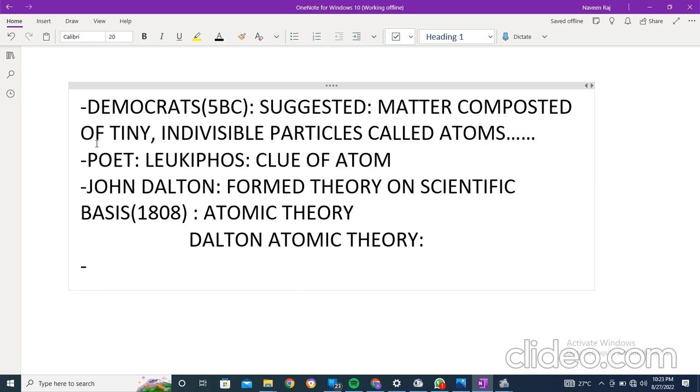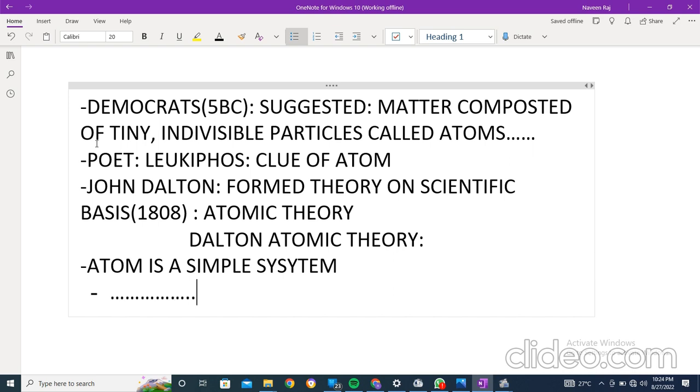What Dalton concluded about all this matter is that atom is a simple system. Atom is a simple system, right? Why? What does he mean by that? It is the simplest form of the matter. He also mentioned that atom is indivisible. He concluded that atom is a simple system.